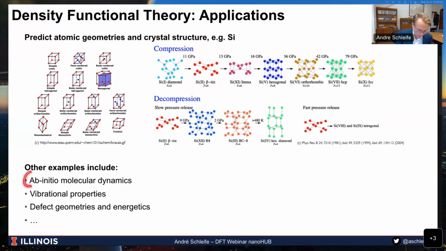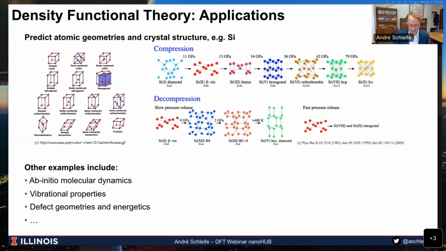You can also perform molecular dynamics simulations with this framework. You can compute forces from your electron density, these are the Hellmann-Feynman forces, and by using those forces you can perform molecular dynamics simulations. You can look at vibrational properties, you can look at defect geometries. So the applications of DFT are vast, and I'm not trying to be exhaustive. I'll point you to some books at the end that may capture this topic in more detail.